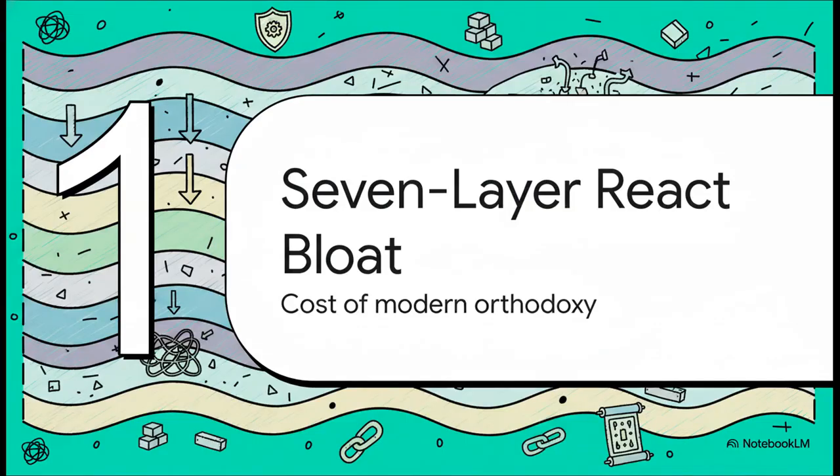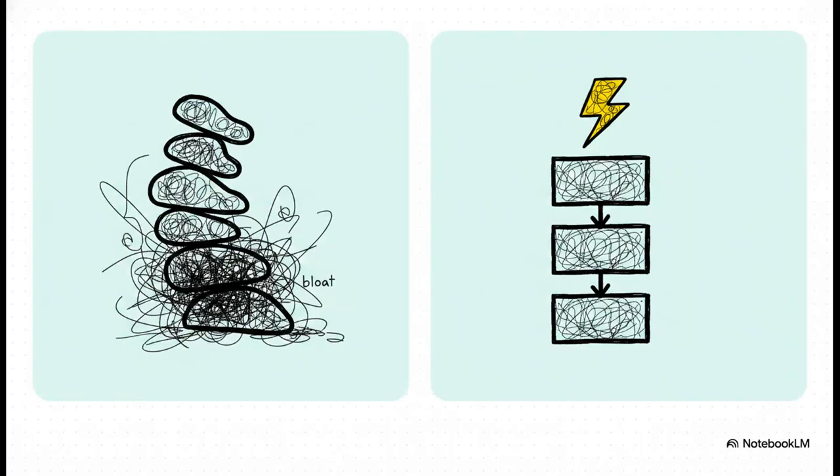Section 1. The 7-layer React bloat, the real cost of the modern orthodoxy. Okay, let's dive right into this. When you look at the standard enterprise stack, you've got about 7 distinct layers, from the database to the ORM, over to the API, then the JSON transport, front-end state, virtual DOM, and finally the actual DOM. Now here's the thing. Every single handoff between those layers is a trust boundary.